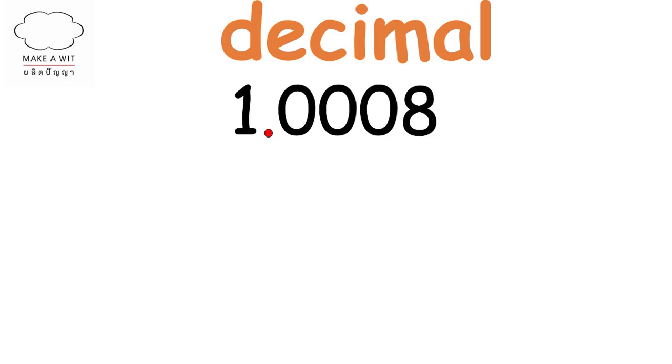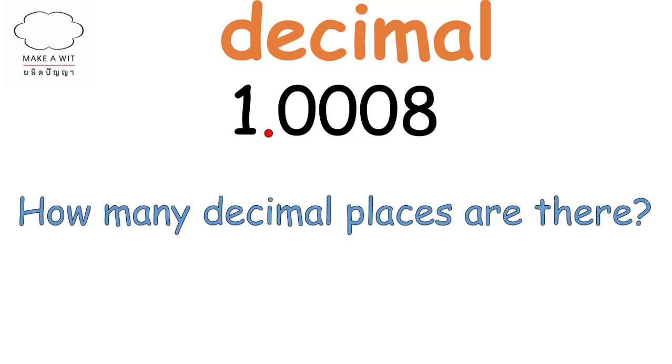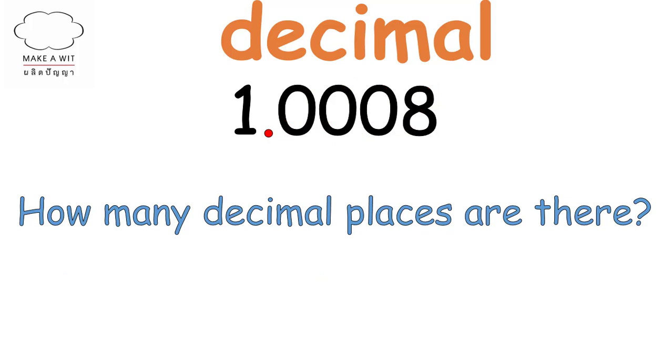Okay, look at this more. The number 1.0008. Okay, I want to ask everybody, how many decimal places are there in this number? Let's count: 1, 2, 3, and 4. Oh, it means in this number there are 4 decimal places. Understand? If you don't understand, let's test again.